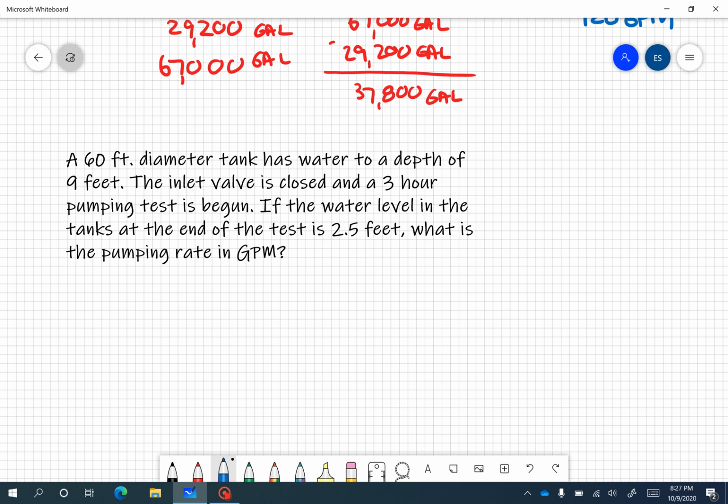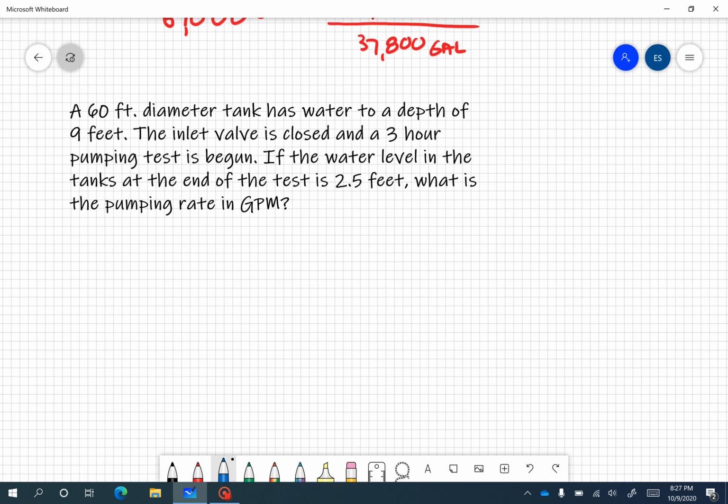Now let's take a look at problem number 2. Let's again read this one carefully. We're trying to calculate pumping rate in gallons per minute. Now let's read the question. A 60-foot diameter tank has water to a depth of 9 feet. I'm going to highlight the fact that the inlet valve is closed. Basically what that means is that we're not adding any water to the tank. So all we're going to do is measure the beginning water level and the end water level and use that to determine how much water was pumped out. We have a 3-hour pumping test.